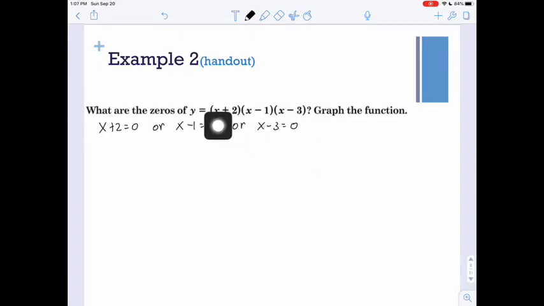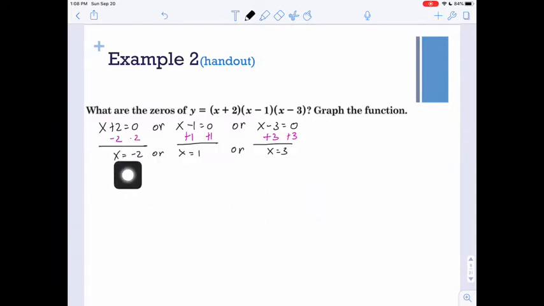So remember, in order for this whole expression to be 0, one of these pieces must actually be 0. So x plus 2 equals 0, or x minus 1 equals 0, or x minus 3 equals 0. So we will solve for each one of these. For the first one, we will subtract 2 from both sides to get x equals negative 2, or for the second one, we can add 1 to both sides to get x equals 1, or for the last one, we can add 3 to both sides to get x equals 3. So this gives us our 3 zeros of the function.